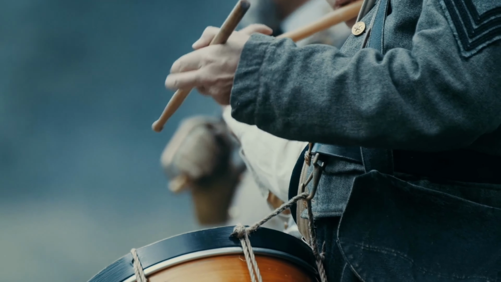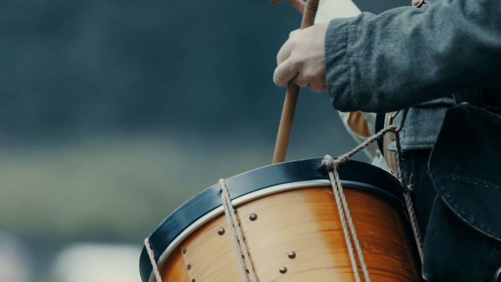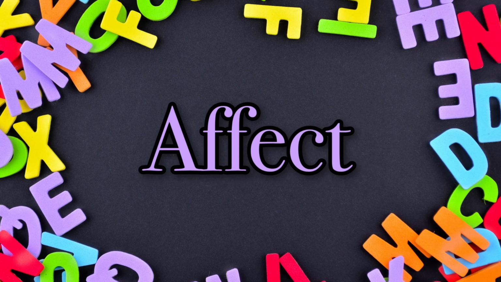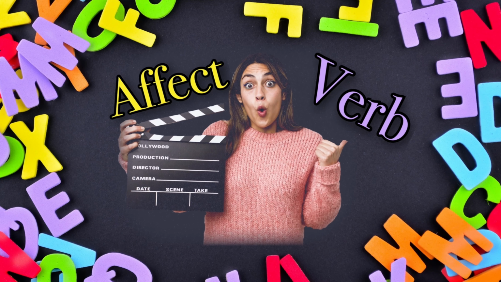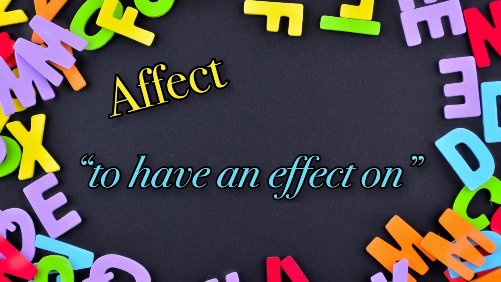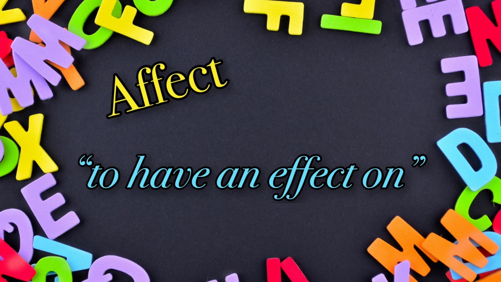Before we sound the drums of war, however, we first need to discuss each word individually. Let's start with affect. Affect with an A is a verb, so it expresses an action. Interestingly, the definition of this verb could be described as the following: to have an effect on. Essentially, affect is the verbal form of effect.